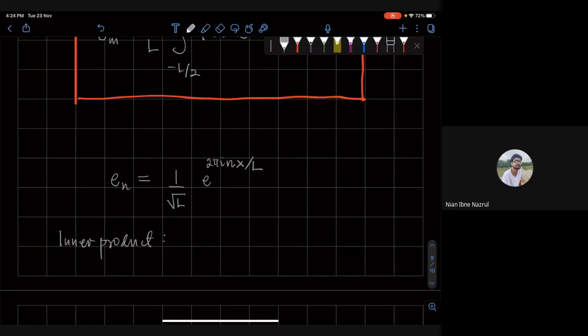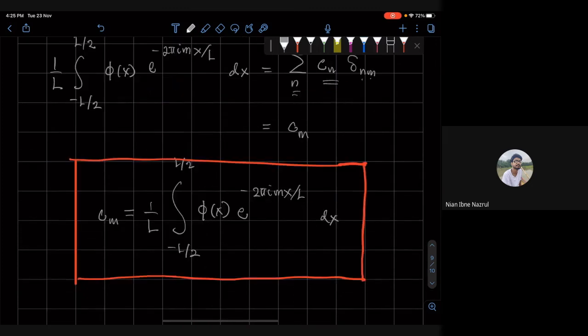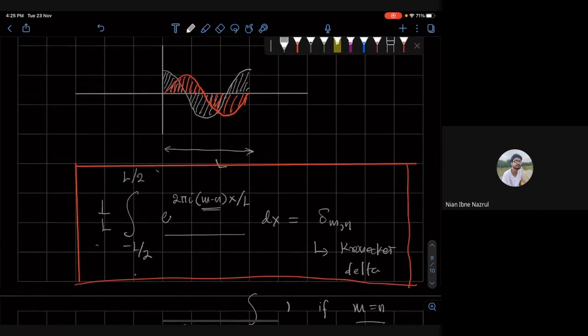The dot product is a definition of an inner product. And the inner product between two of these E's, say E_m and E_n, is defined to be the integral from minus L by 2 to plus L by 2, take E_m and take its complex conjugate times E_n dx, okay? Let's not forget that this is a function of x. Okay, so if I do this, then this thing is nothing but the rewriting of the left-hand side here, okay?